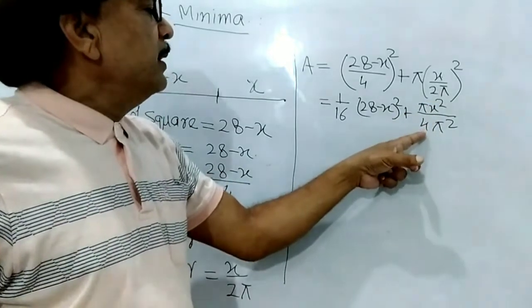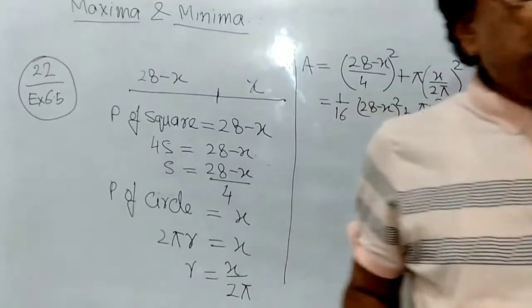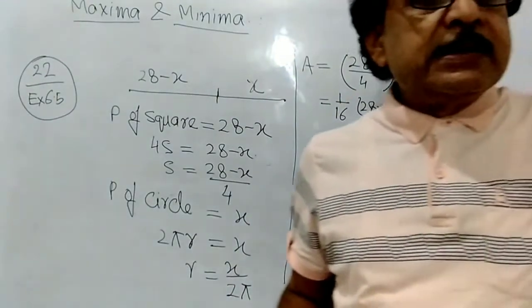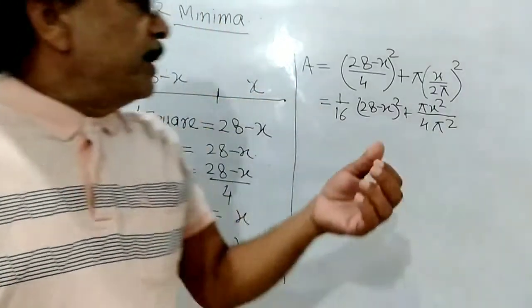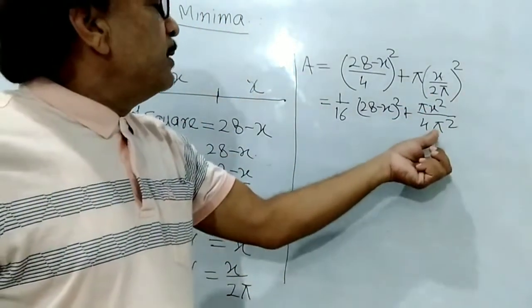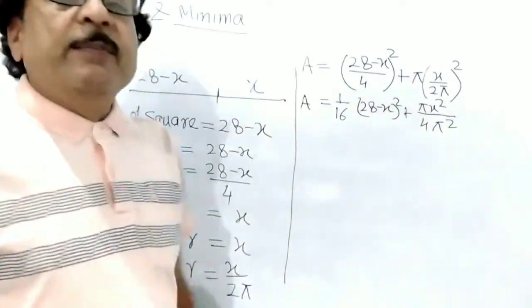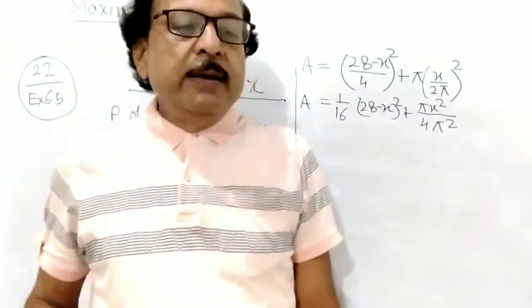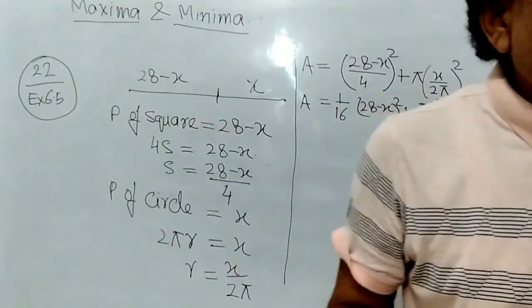4x square. Here is what? So we can take the 28 minus x, the whole square upon 4, and x square upon pi x square upon 4 pi square. This will be the A. ये हमारा A हो गया. ठीक, ये हमारा A हो गया.